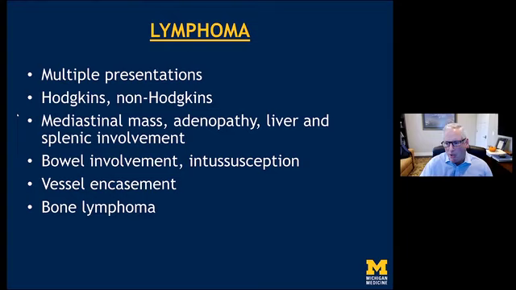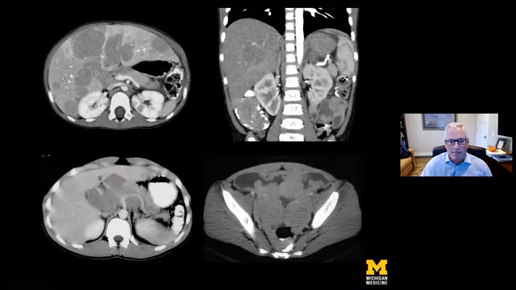So let's finish up with lymphoma, okay? Multiple presentations. I'm sure everybody's very familiar about mediastinal masses and adenopathy. I will talk about a couple of things that we do think about with lymphoma, especially the vessel encasement and the potential for it being the pathologic lead point of an ileocolic intussusception. It also could be other types of intussusception, including colocolic.